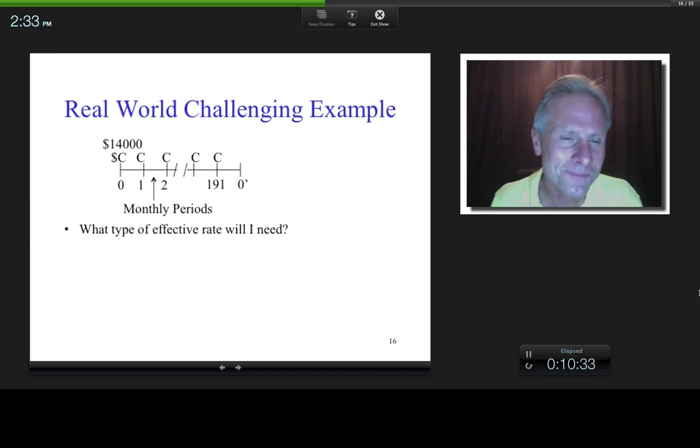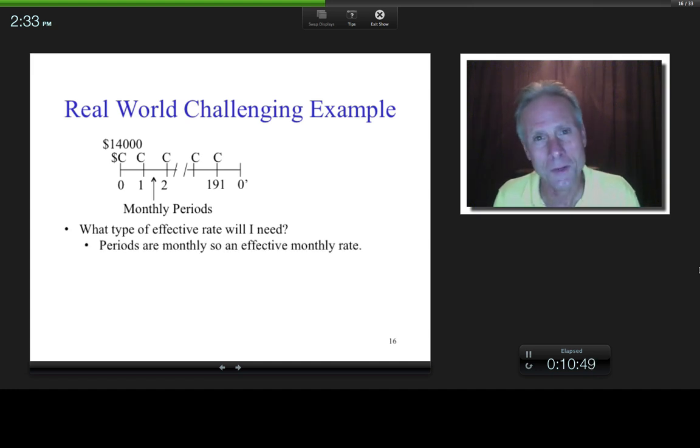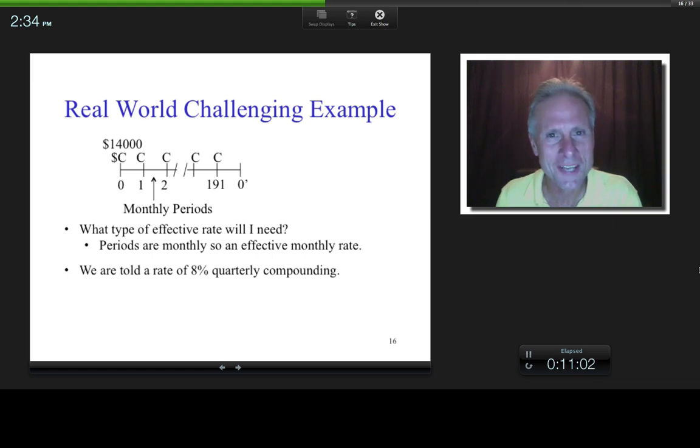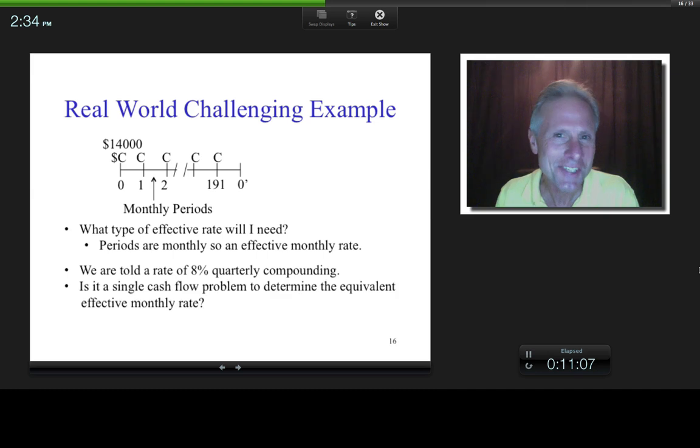All right, so here I have the savings. We'll start with that. Doesn't really matter what side you start with. Now these are monthly periods. So I better be working with what kind of an effective rate? I better be working with an effective monthly rate, right? Which means what? Amount of interest made from $1 after 1 month. Brilliant. Okay. Now we're told a rate of 8% compounded quarterly. Okay. So question, is it a single cash flow to figure out the equivalent effective monthly rate?